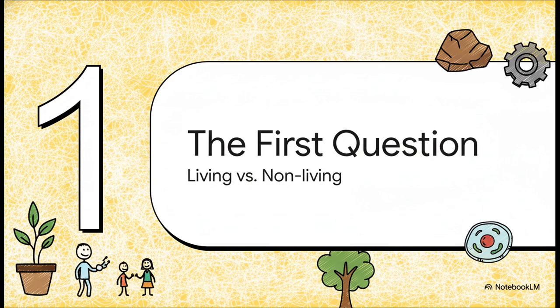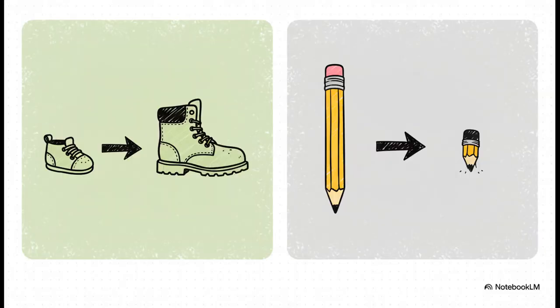So that brings us to our first big question. When you just look around you, how do you even start sorting things into two piles? Things that are alive and things that aren't. It turns out there's a really simple first clue. And that clue is growth.